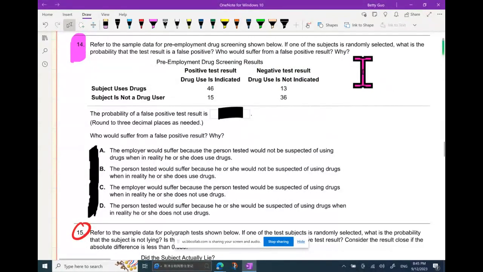So here, the first part, we are looking for the probability of a false positive test result. Some problem like this, we need to spend time. Don't rush. Spend time to read the questions through thoroughly, and understand the table, especially the table, okay? Especially the table. If I were you, I would always extend the table.